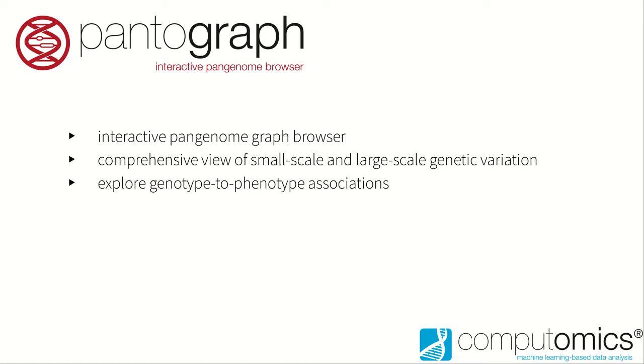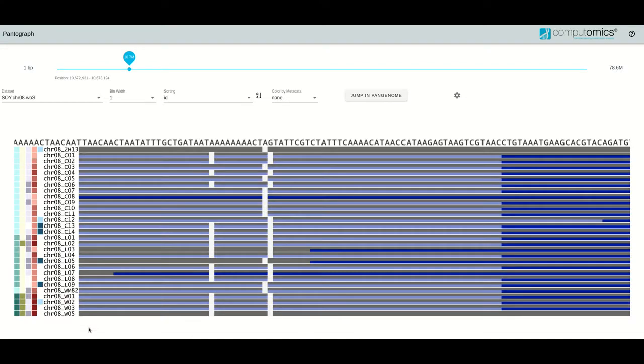Let's have a look at how Pantograph represents genome graphs and what biological questions it can help address. Our showcase dataset consists of 29 whole genome assembled lines of soybean, from which we generated a graph from the chromosome 8 sequences with the tool PGGB.